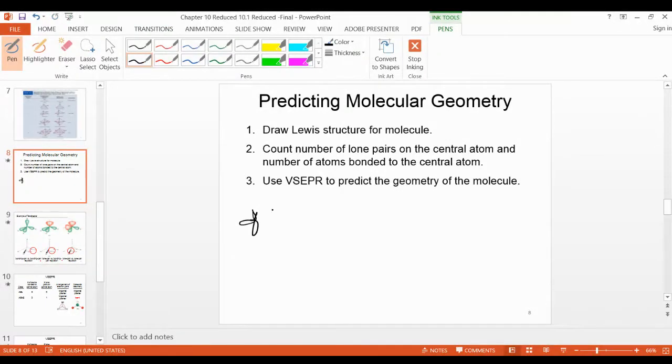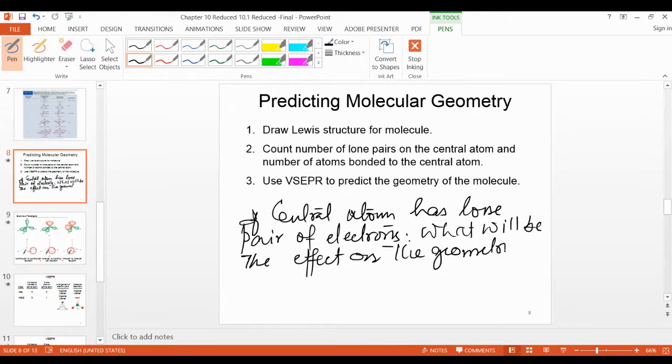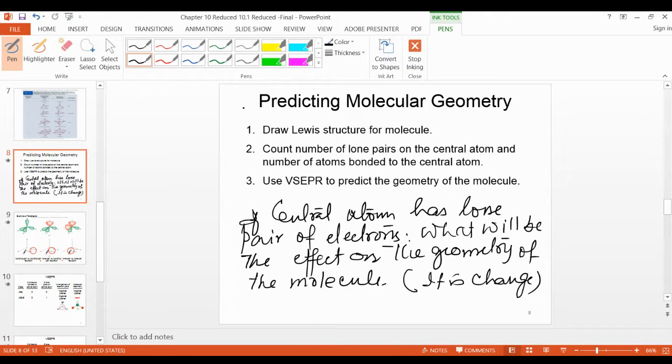I will write here, if the central atom has a lone pair of electrons, then what will be the effect on the geometry of the molecule? It changes. Remember that, okay?